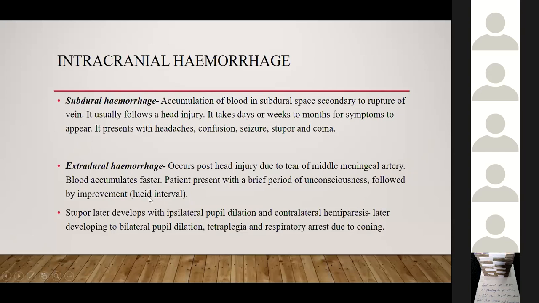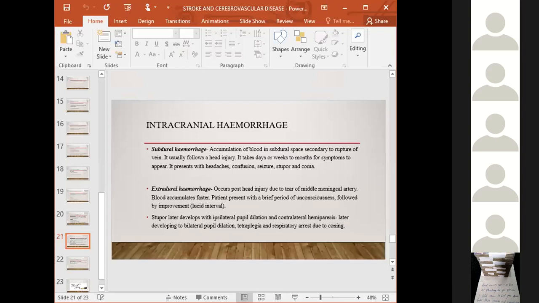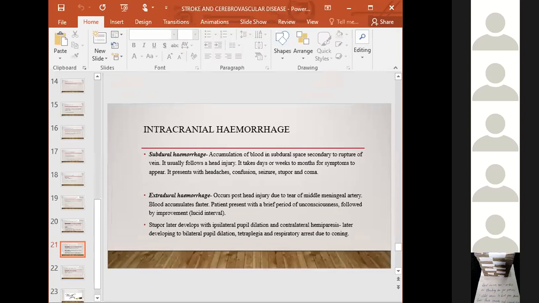Okay, so the lucid interval, the patient looks fine and all that, and then all of a sudden, within a twinkle of an eye, the patient will start deteriorating, the pupils will start dilating, patients will start having some form of hemiparesis. Okay, and most of the time is due to injury of the middle meningeal artery. The middle meningeal artery is found in an area which is easier for it to get damaged. Okay, so let's look at what the middle meningeal artery is, where it is.